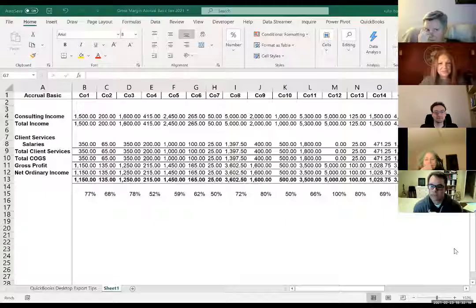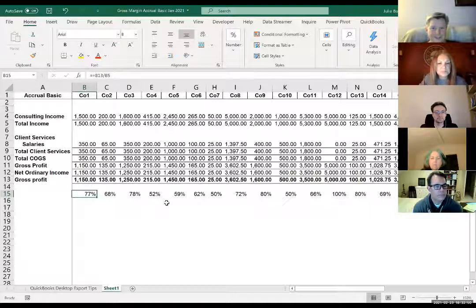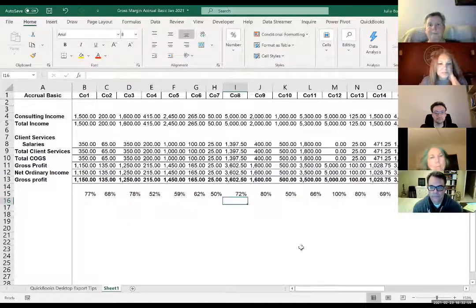So here, I created a profit and loss that is basically down to the gross profit line. I only wanted to look at the revenue accounts and the cost of goods sold accounts, down to this gross profit. This is the gross profit line here. So what do we see? Now this is a gross profit percentage. I didn't mark it as such, but what do you see in this data?